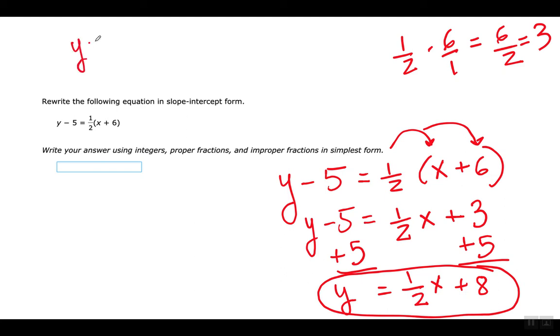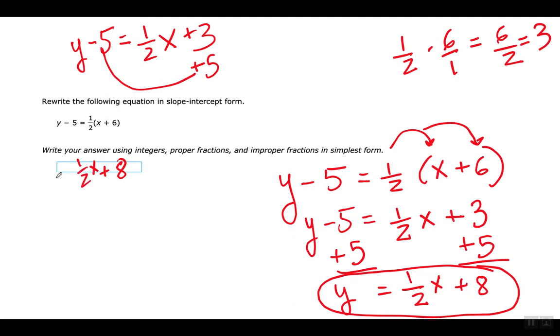When you do it mental math, I would do this in my mind, but this would be 1/2 x. Now half of 6 is 3. And then all I got to do is move the 5 and add it. And in my head, do 3 plus 5. And that will give me 8. So y equals 1/2 x plus 8.